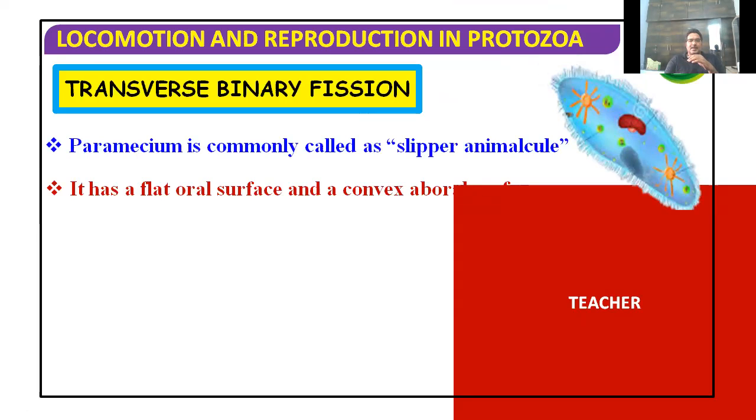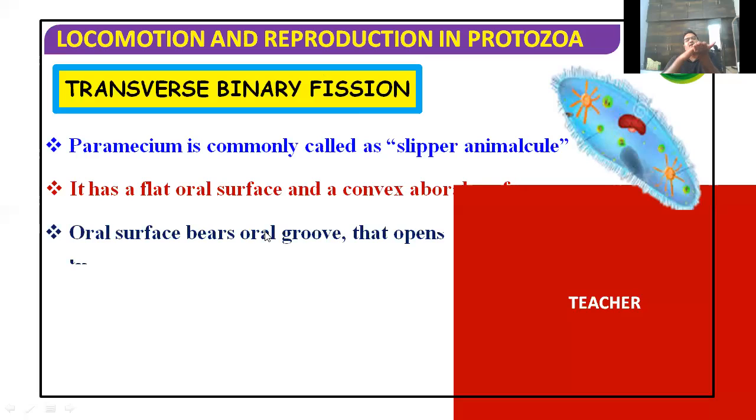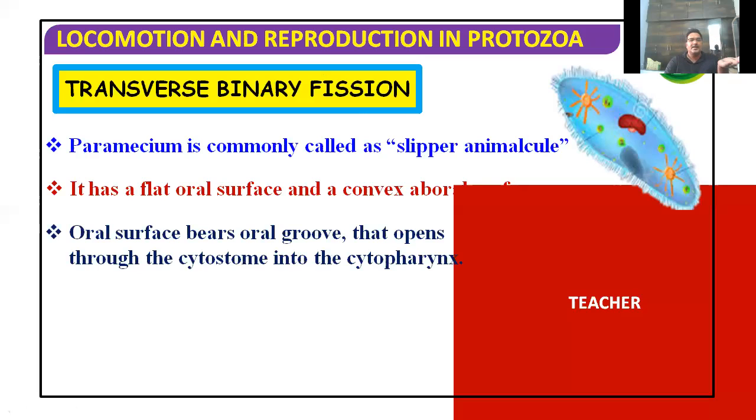Let's take a look at the structure of Paramecium. It has a flat oral surface and a convex aboral surface. That means the oral surface is flat and the aboral surface is convex. This surface we say is oral and this surface is aboral. The oral surface bears an oral groove that opens through the cytostome into the cytopharynx.